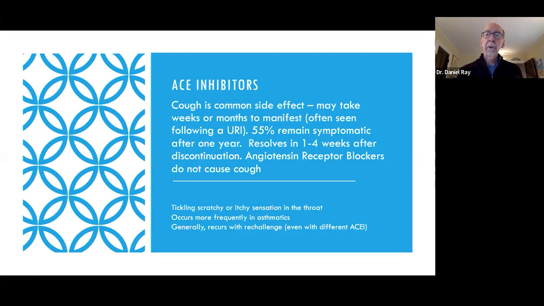But people can start an ACE inhibitor, not have any symptoms, only to begin coughing 3 months later, a year later, usually when there's some other trigger. For example, somebody been diagnosed with high blood pressure, put on an ACE inhibitor. A year later, they have a bad cold, and they're coughing after the cold, and then the cough just lingers and lingers for months after the cold. It's unlikely the cough's going to go away unless you stop the ACE inhibitor.